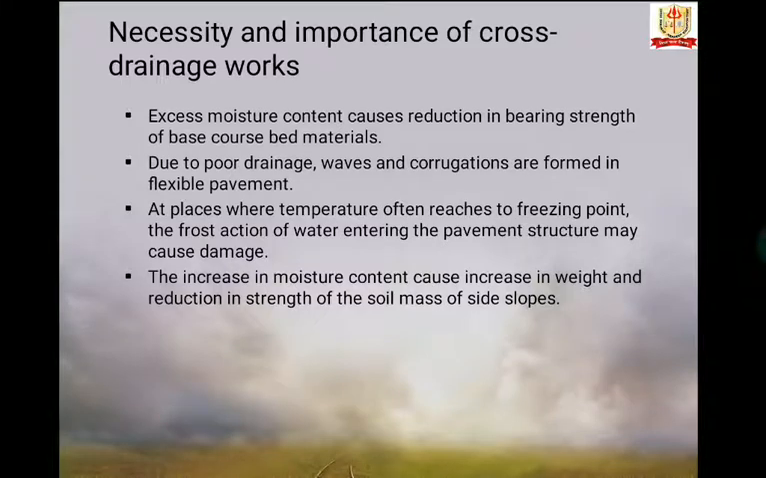Excess moisture content causes a reduction in bearing strength of base course bed materials. Due to poor drainage, waves and corrugations are formed in a flexible pavement. At places where the temperature often reaches freezing point, the frost action of the water entering the pavement structure may cause damage. The increase in moisture content causes an increase in weight and a reduction in strength of the soil mass of the side slope.